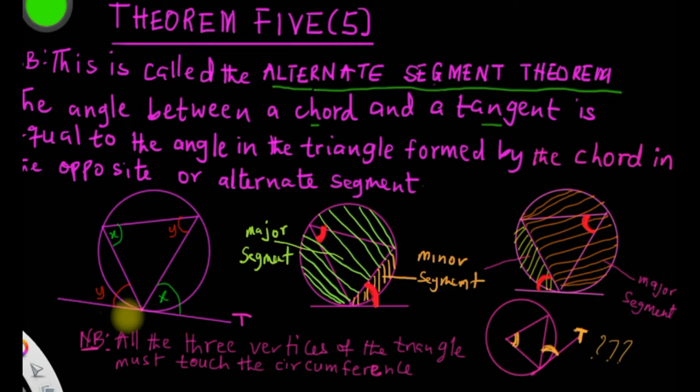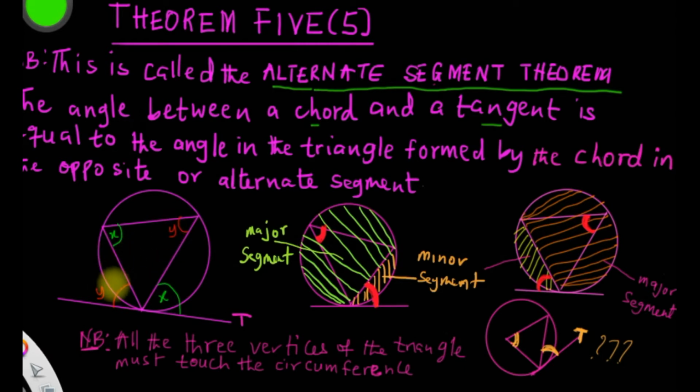So this theorem says that the angle between a tangent and a chord, this angle y, is equal to the angle in the triangle formed by the chord. This is the angle between the tangent and this chord. This chord is forming a triangle. This is a triangle formed by the chord. So the angle between this tangent and this chord is equal to the angle in the triangle formed by the chord in the opposite or alternate segment.